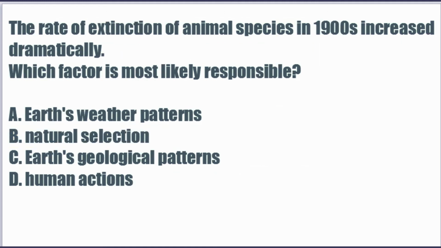The rate of extinction of animal species in the 1900s increased dramatically. Which factor is most likely responsible? A. Earth's weather patterns, B. Natural selection, C. Earth's geological patterns, or D. Human actions?